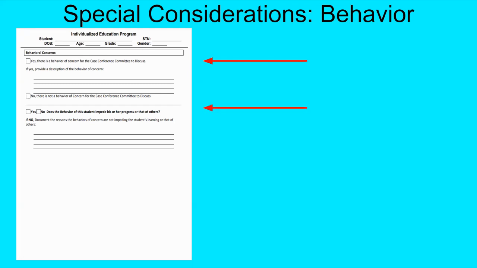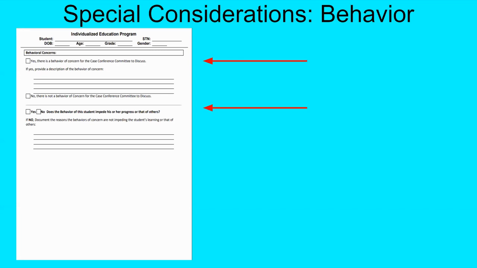Now, if the behavior of concern does impede their learning, we would mark yes. If it doesn't, we would mark no. But then we would have to explain why this behavior is not of concern.